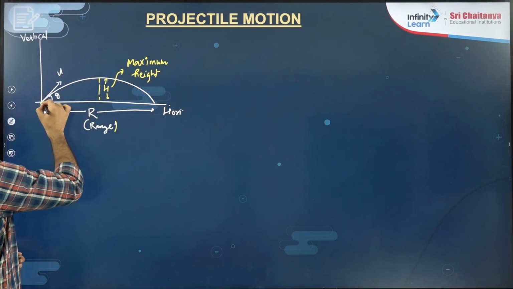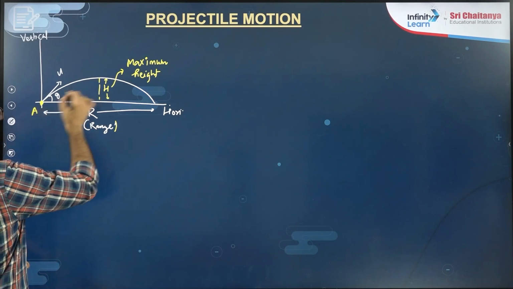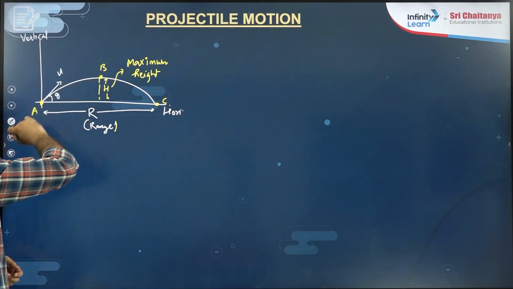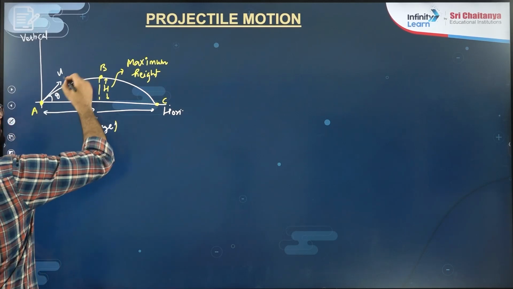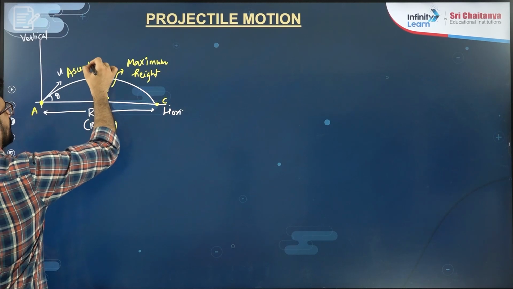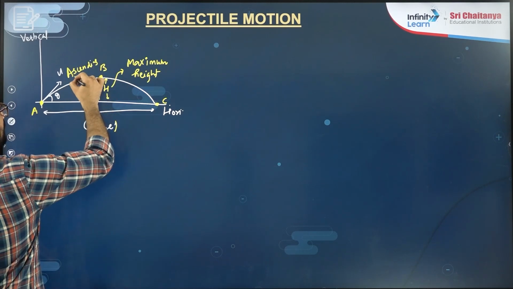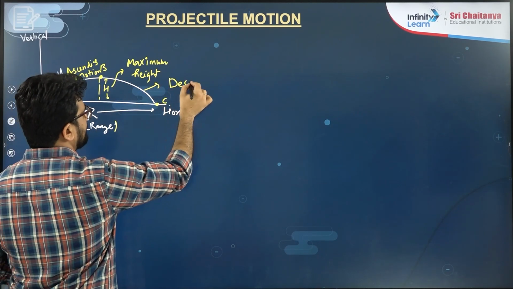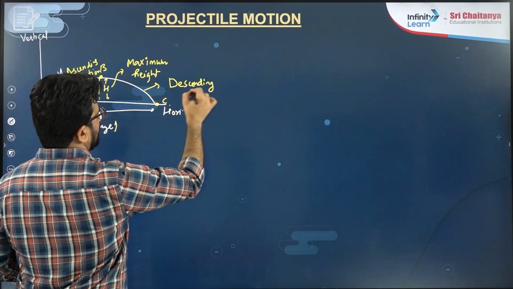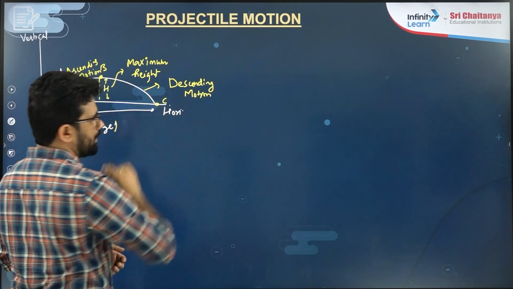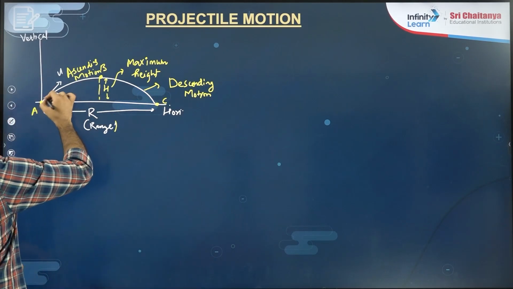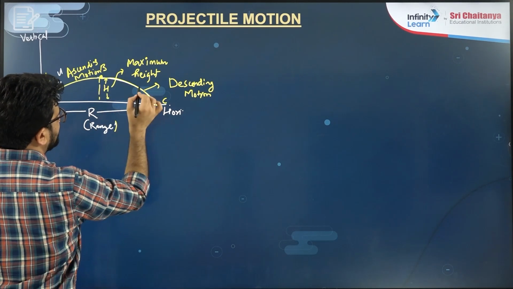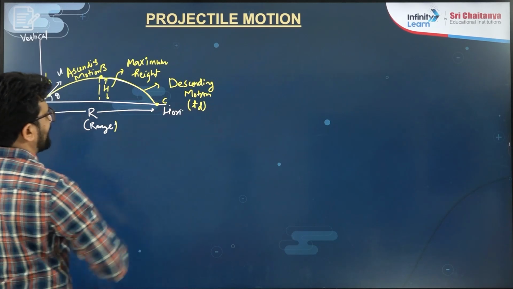When it starts from point A and reaches point B and then C, the motion from A to B is ascending motion. Similarly, you can check this motion is the descending motion. These are a few things you have to understand. The time from here to here we call time of ascent, and here to here in descending motion, that's the time of descent. We will understand those things.